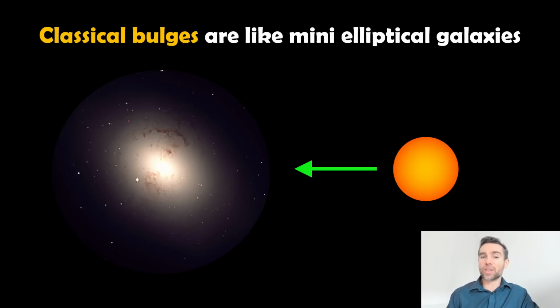So classical bulges are kind of like mini elliptical galaxies. They share some similar properties. You know, they have older populations of stars. They have higher random motions of the stars. Hardly any gas or star formation, that sort of thing. So they're kind of like a smaller version. And shape-wise, again, they're fairly similar in shape.